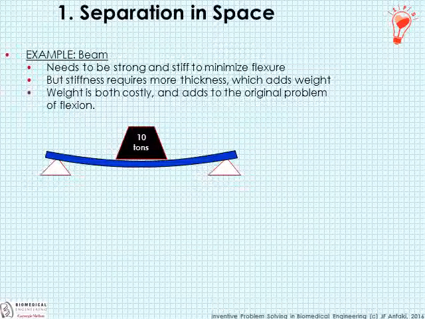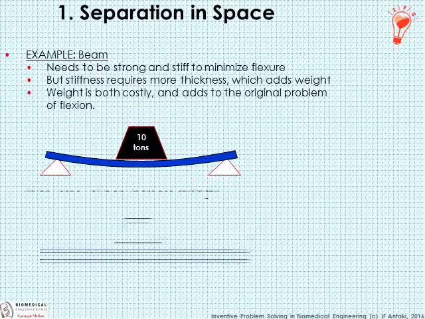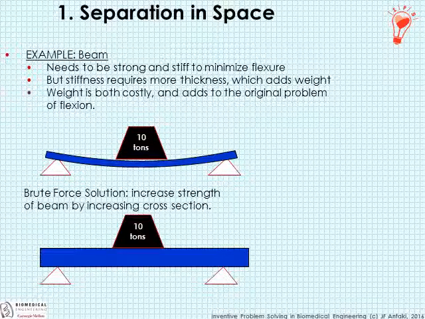Here's another basic illustration of separation in space. Let's take this example of a simple beam that's supporting a lot of weight. The contradiction is that the beam needs to be strong and stiff so as to minimize flexure and to not break, but stiffness requires the beam to be thicker, and that's going to add weight. And weight is both costly and it adds to the original problem of flexion, so it actually decreases the amount of capacity. So the brute force solution is simply use a thicker beam.